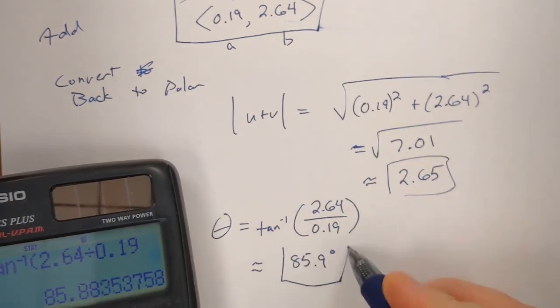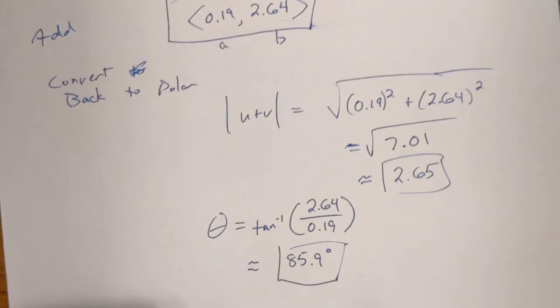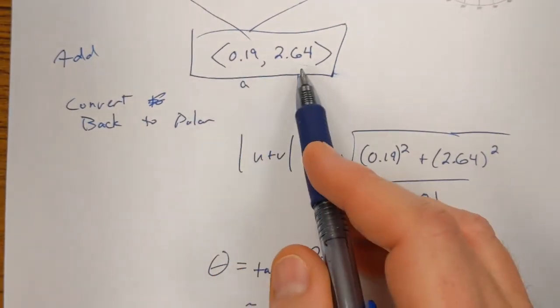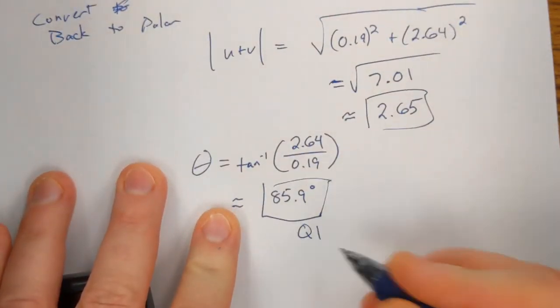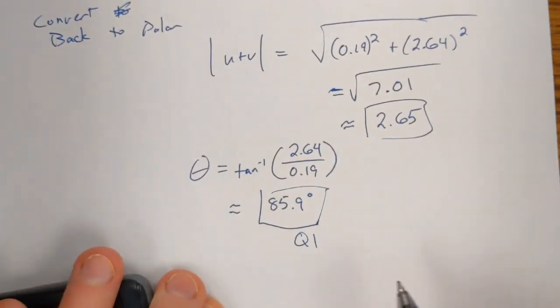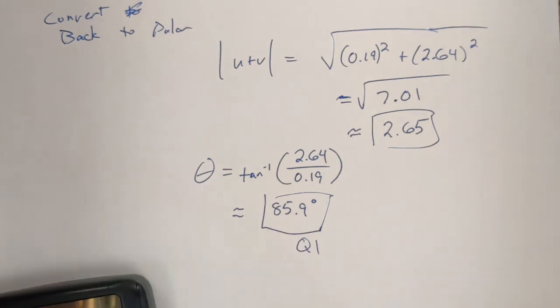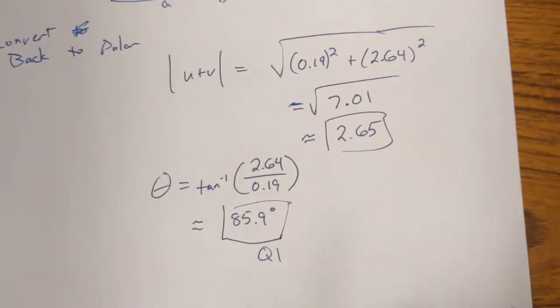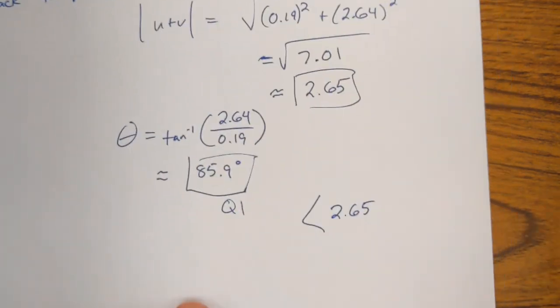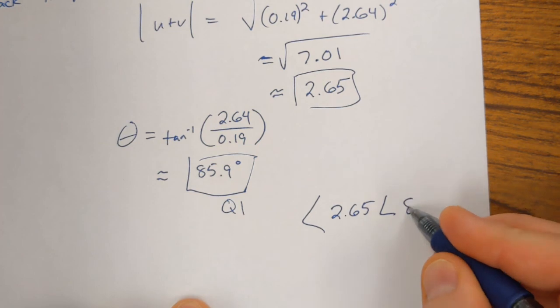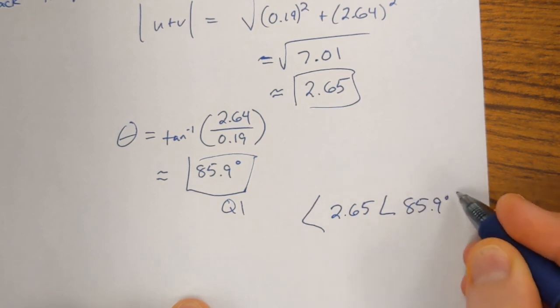Now you do have to stop here for a second, remember, and figure out what quadrant this is in. Since my A and my B are both positive values, that means this is in quadrant 1, and I don't have to make any changes. I don't have to add anything. I don't have to add 180. I don't have to add 360. So guess what? I have my final answer. The magnitude 2.65 at an angle of 85.9 degrees.